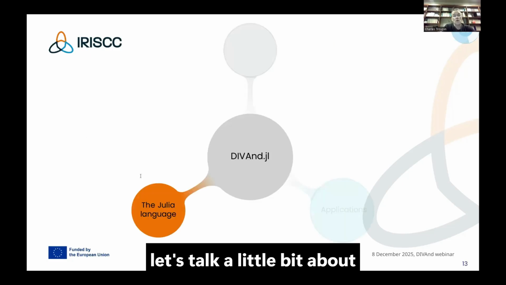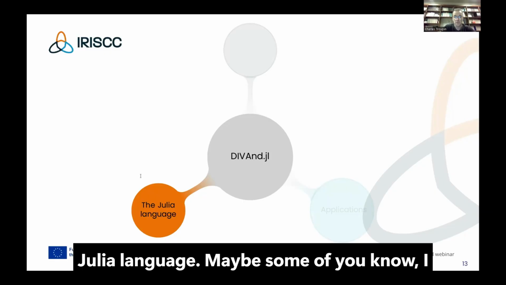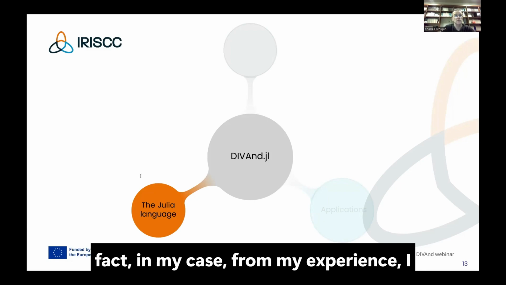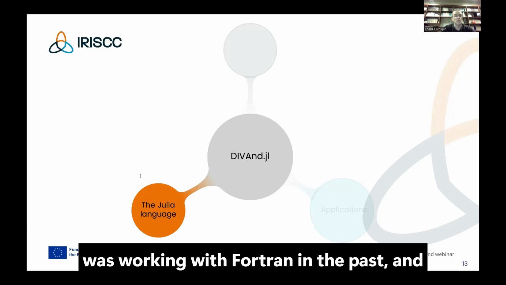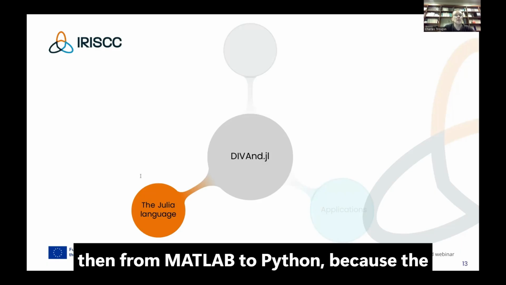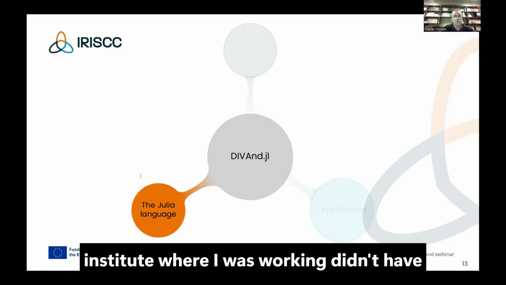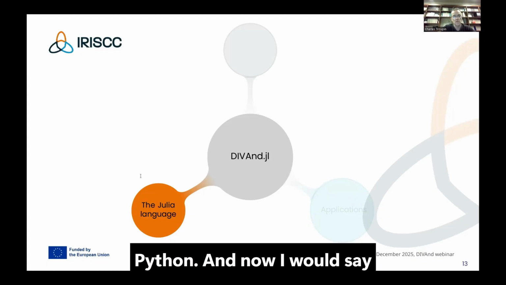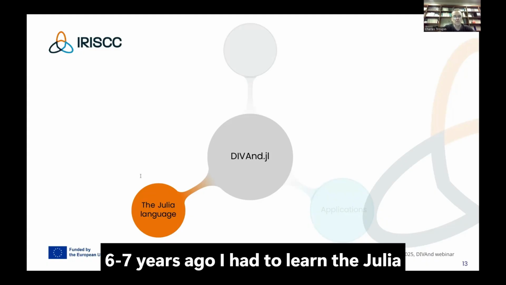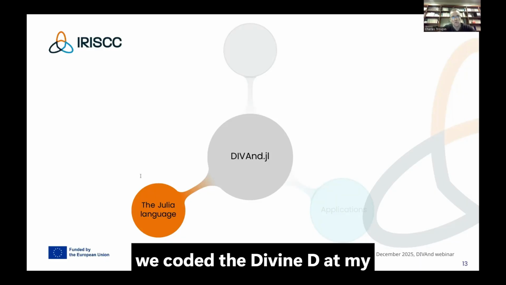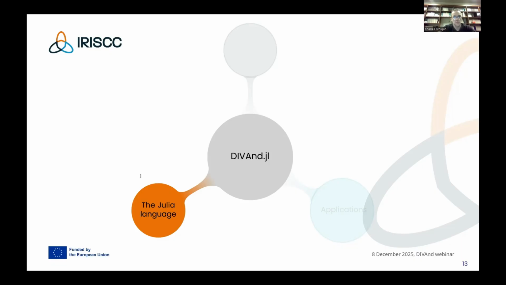So now let's talk a little bit about the Julia language. Maybe some of you know. I know it's not the most used language. In fact, in my case, from my experience, I was working with Fortran in the past, and then switched to MATLAB. Then from MATLAB to Python, because the institute where I was working didn't have any license for MATLAB, so I went to Python. And now, like I would say 6-7 years ago, I had to learn the Julia language because it was the language that we coded DIVA-ND in at my institute.